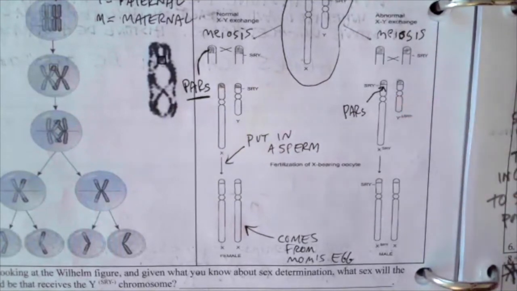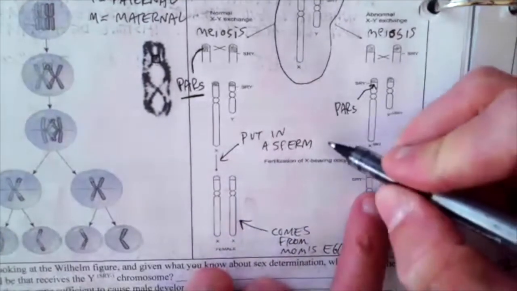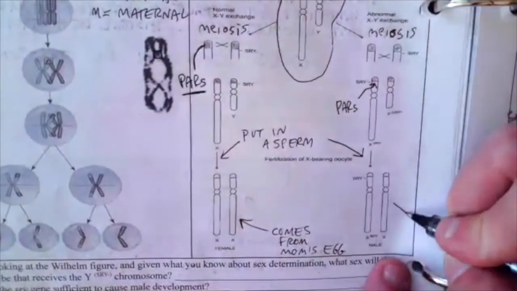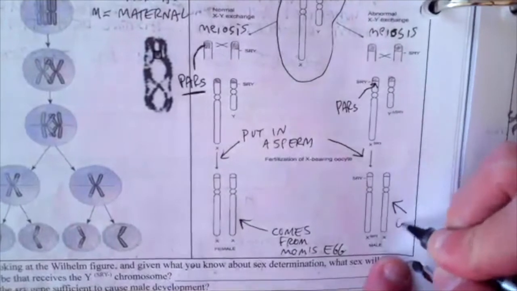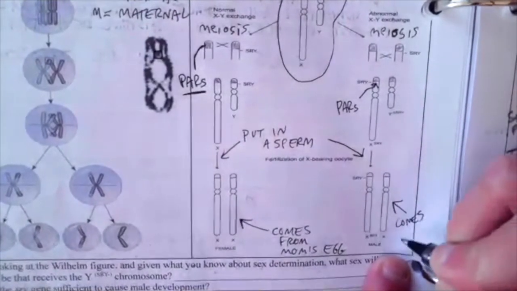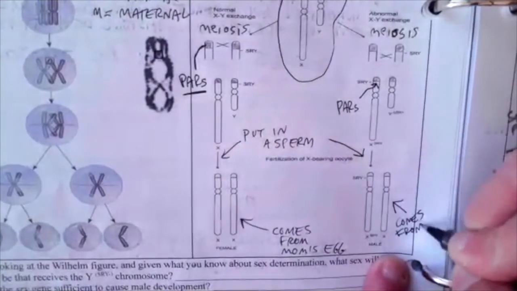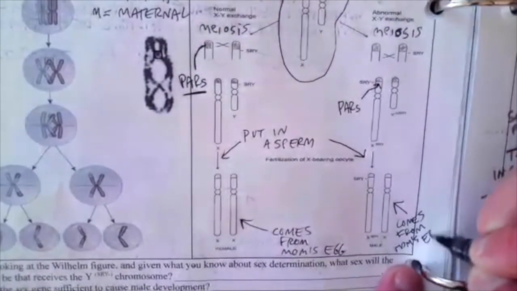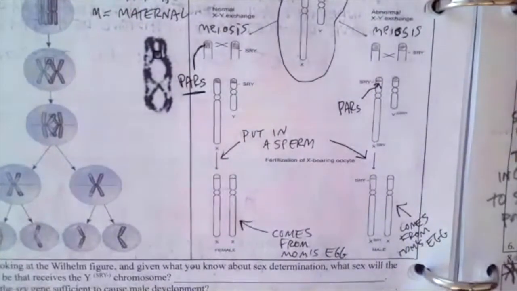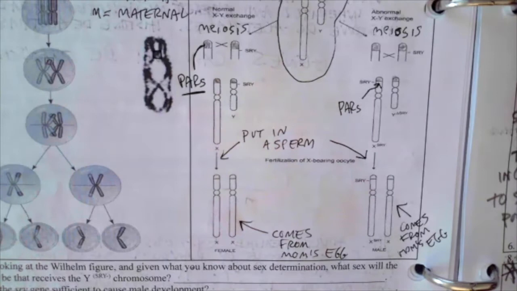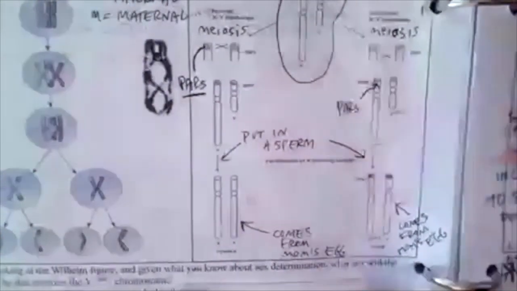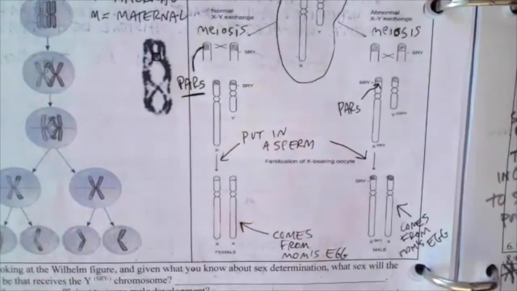This X chromosome gets put in a sperm. And then another X chromosome comes from mom's egg during fertilization. And what do we get? It's a boy. It is an XX male. Okay, groovy.